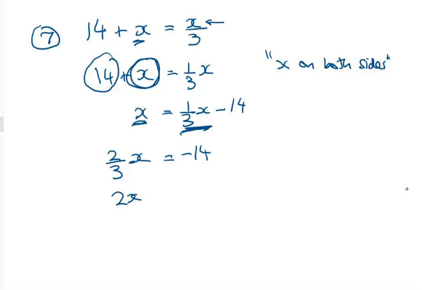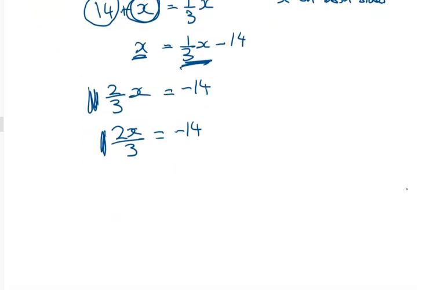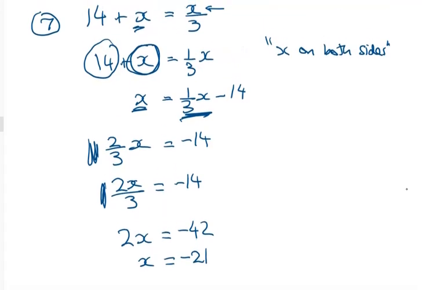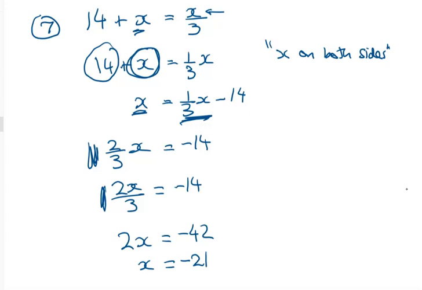Now that's the same as 2x divided by 3 equals negative 14. And I know a lot of you are really comfortable when you see it written like this, but less comfortable when you see it written like this. It's exactly the same thing. We're going to times both sides by 3, and we get 2x is equal to negative 42. Lastly, we divide by 2, and we get x is equal to negative 21. Right, so that's one way to do that question. I'm going to show you another way now.